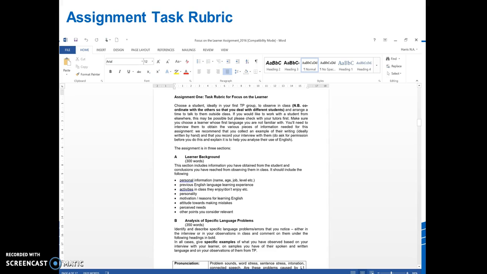We recommend that you arrange to meet them at least a couple of times in order both to get to know them and also to collect the data that you will require in order to complete the rest of the learner profile. The first part of the Focus on the Learner, Section A, is the learner background, and this is about 300 words.